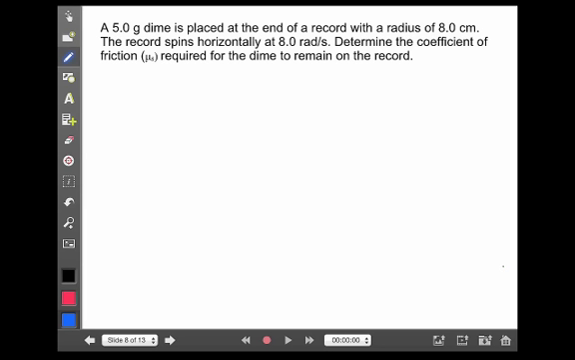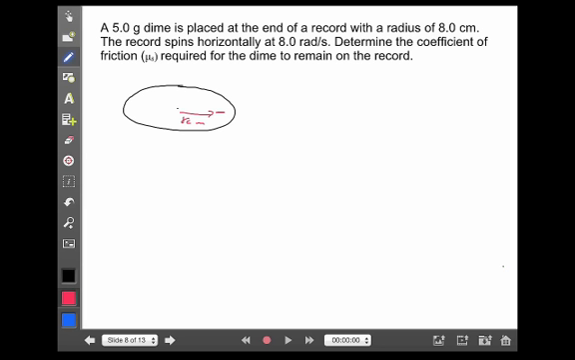Let's look at another sort of similar example. This says that we have a 5-gram dime and it's placed on the end of a record, if you can remember what a record was, 8 centimeters from the center. Okay, so you've got your record and we're placing a dime somewhere here around 8 centimeters from the center.